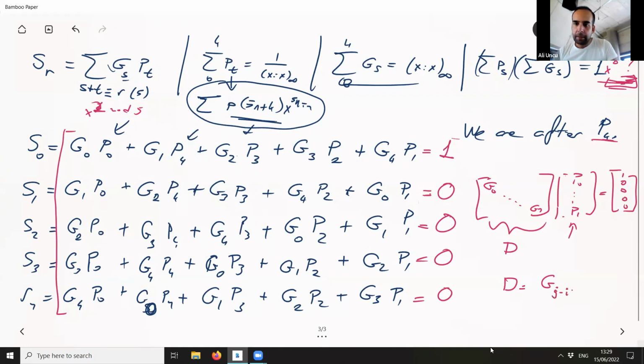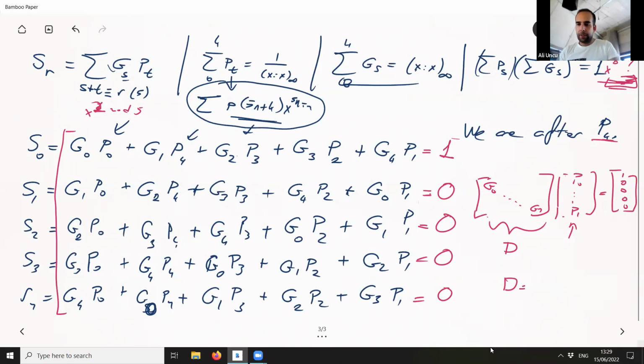J minus I comma J. So at first it is J plus I, which is also okay, but then it will be G2 here. Not that it matters. After all, we don't care. The point is that D is this matrix, and we know exactly what that matrix is.